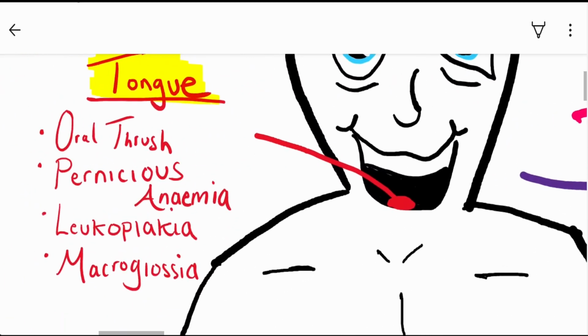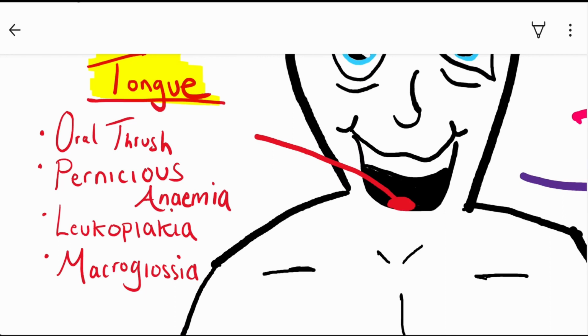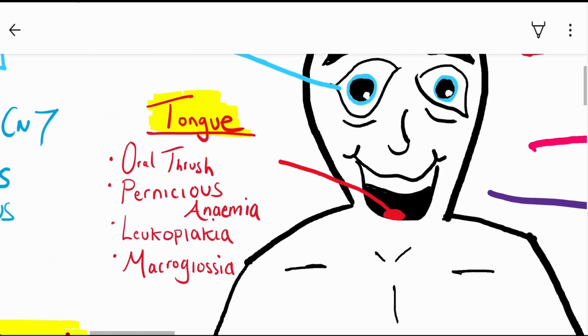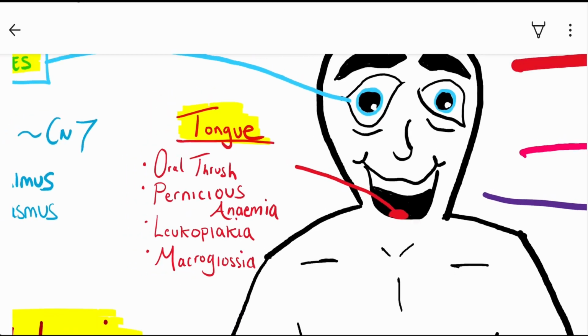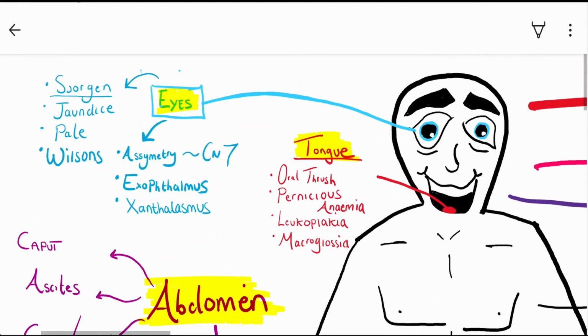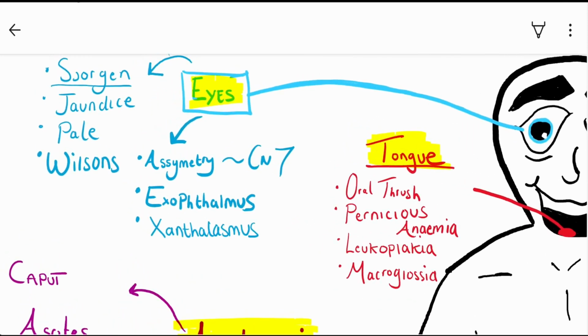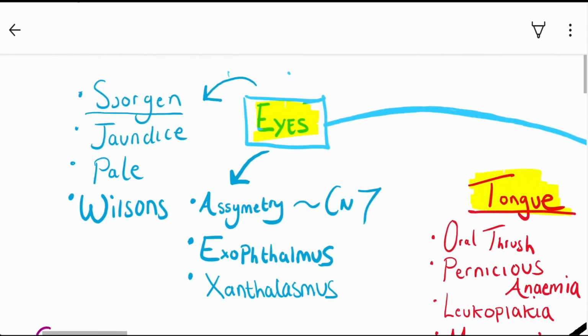The tongue, oral thrush, all right, is this patient taking corticosteroids? Pernicious anemia is the tongue, if the tongue is smooth and red. Okay. Leukoplakia is any whitish discolorations, maybe to do with tobacco smoking. Macroglossia, is the tongue enlarged? If so, is it because of acromegaly? Perhaps.